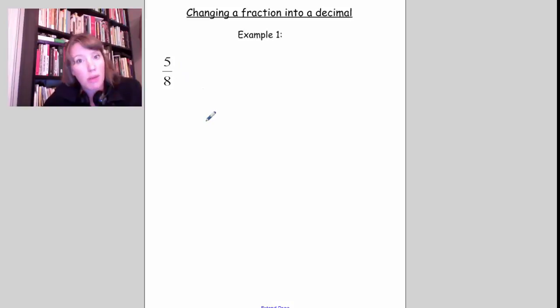Now, as you can probably already imagine, if you take 5 wholes and you split it up into 8 parts, each part is going to be less than 1, right? Because 8 is greater than 5. So we're going to expect a quotient, right? A quotient is the answer to a division problem. We're going to expect the quotient to be less than 1. So if it's not, we know we've done something wrong.